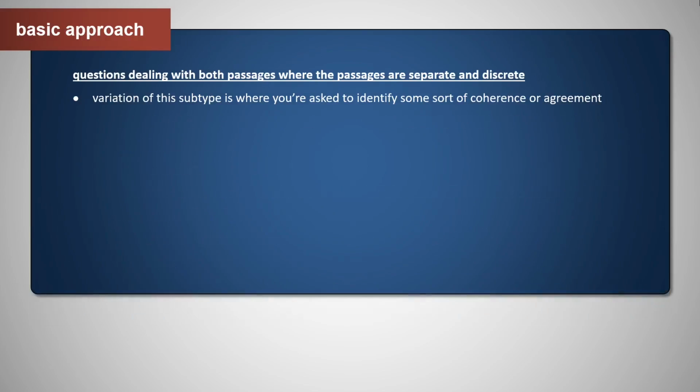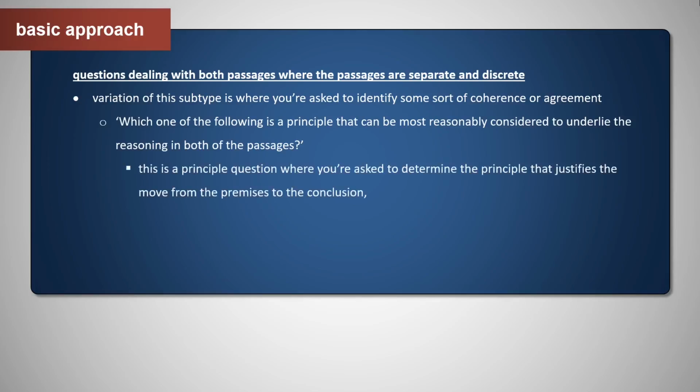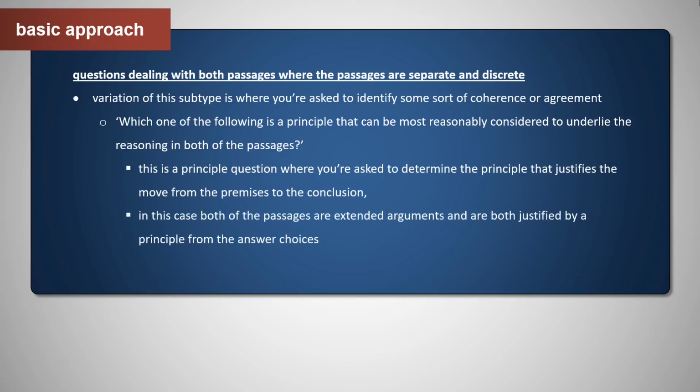Or, for example, which one of the following is a principle that can be most reasonably considered to underlie the reasoning of both of the passages. So this is a principle question where you are asked to determine the principle that justifies the move from premises to the conclusion. In this case, both of the passages are extended arguments and are both justified by a principle from the answer choices. Okay.